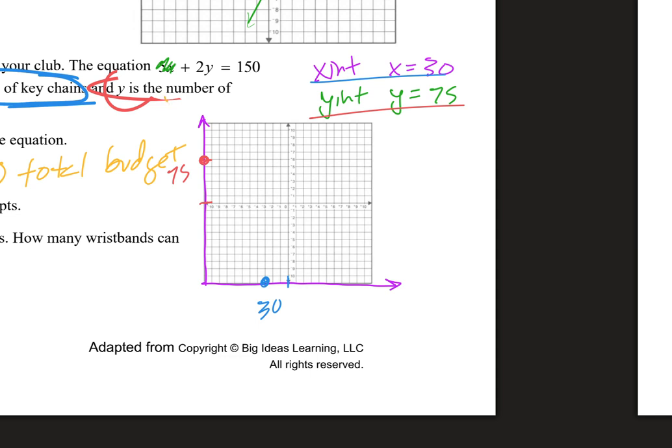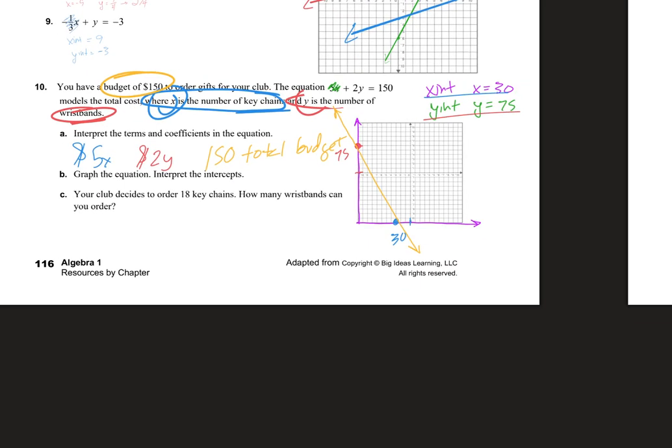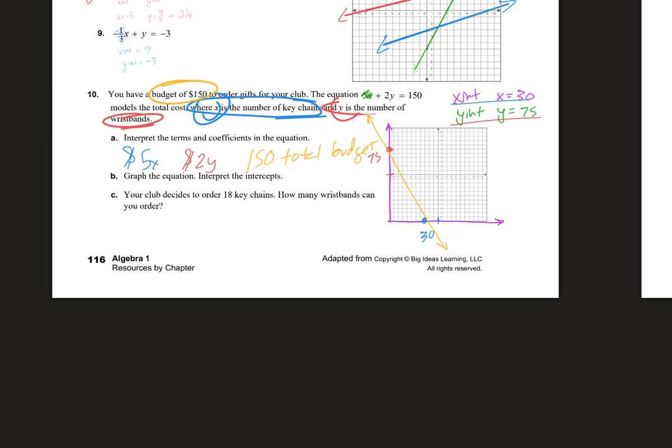Here's our graph. Like that. So what do the intercepts mean? We could just buy 30 keychains.